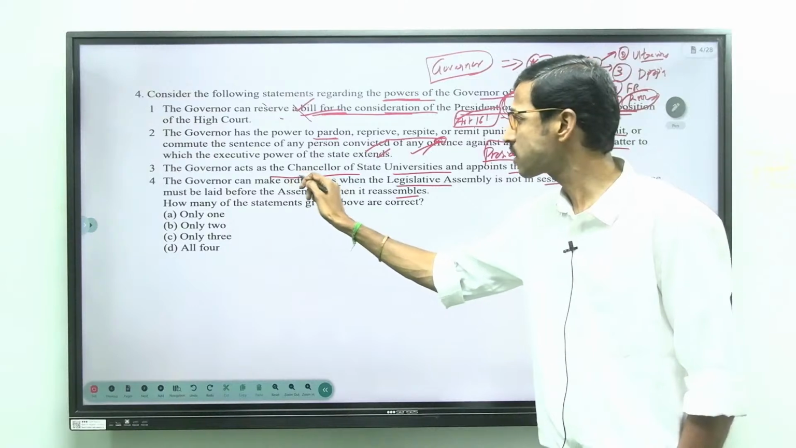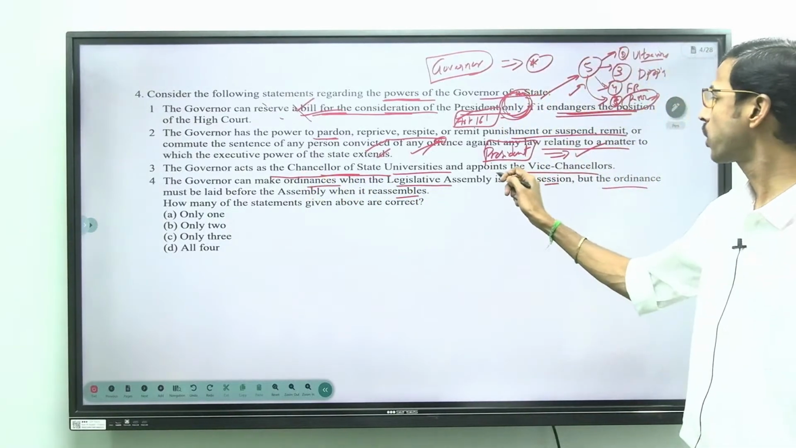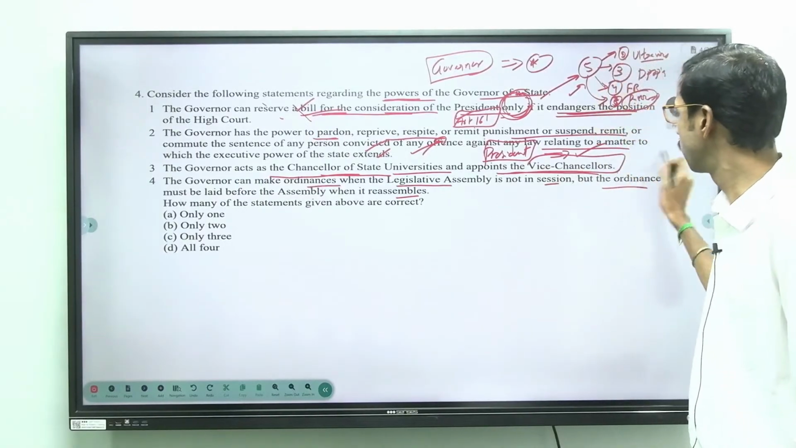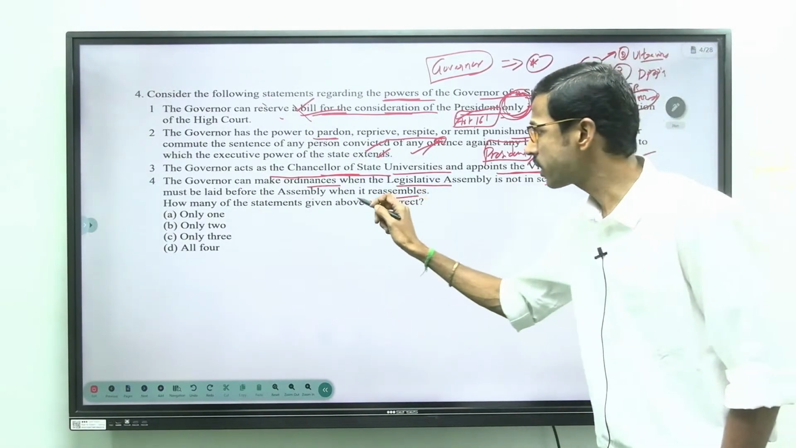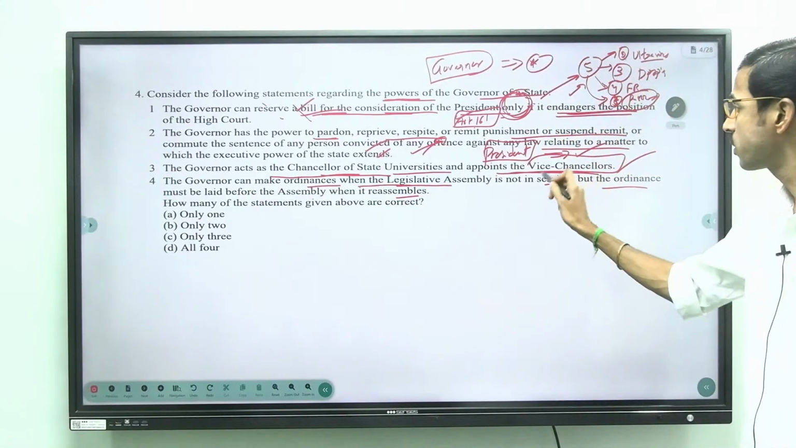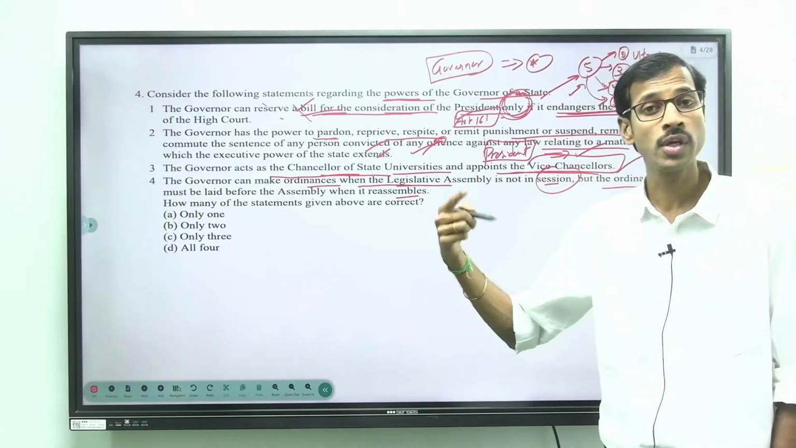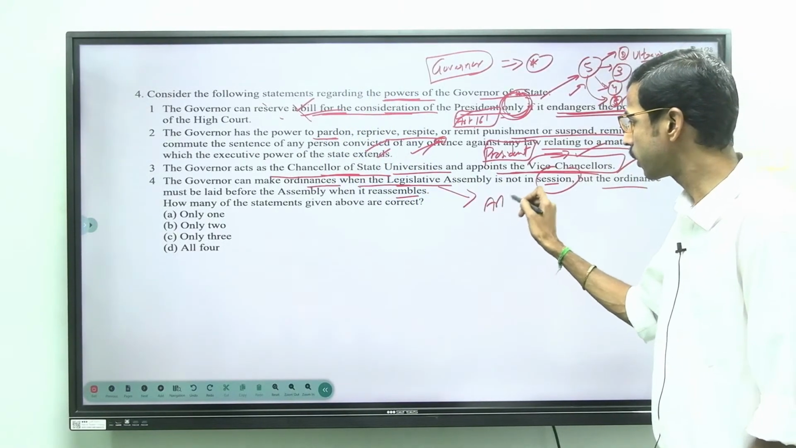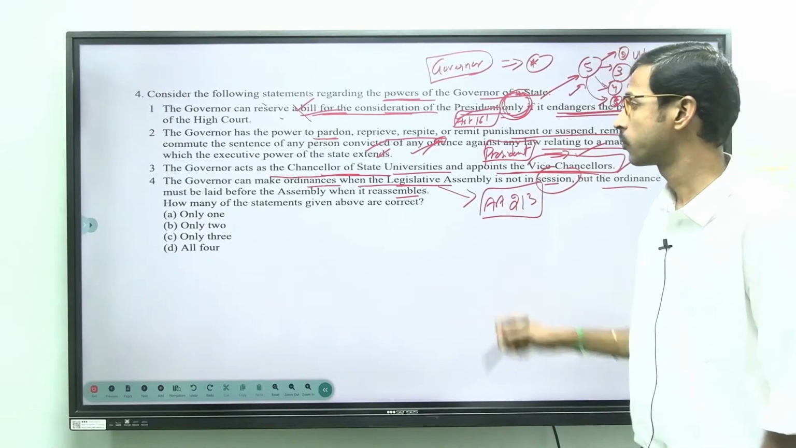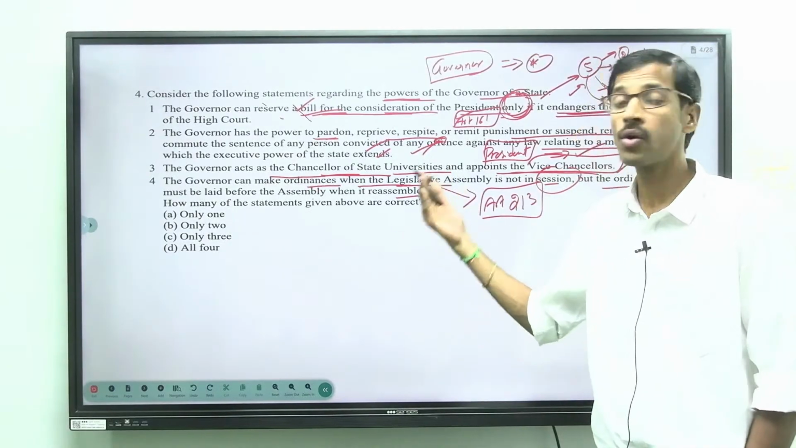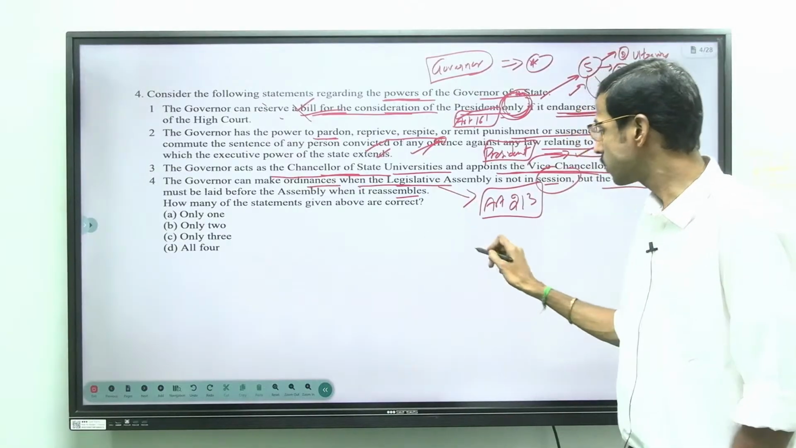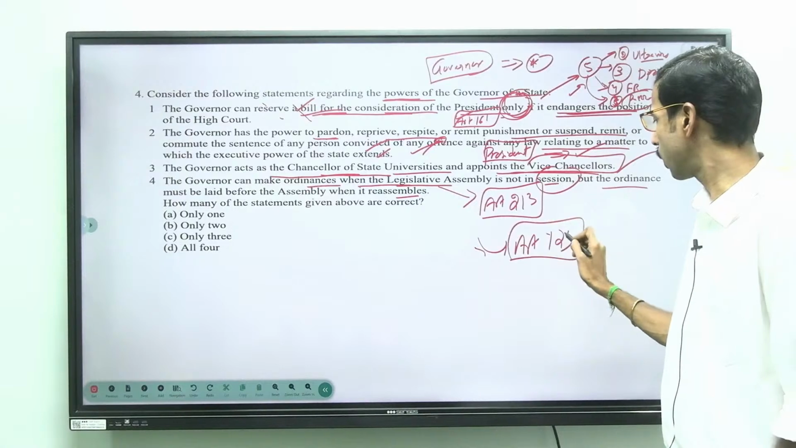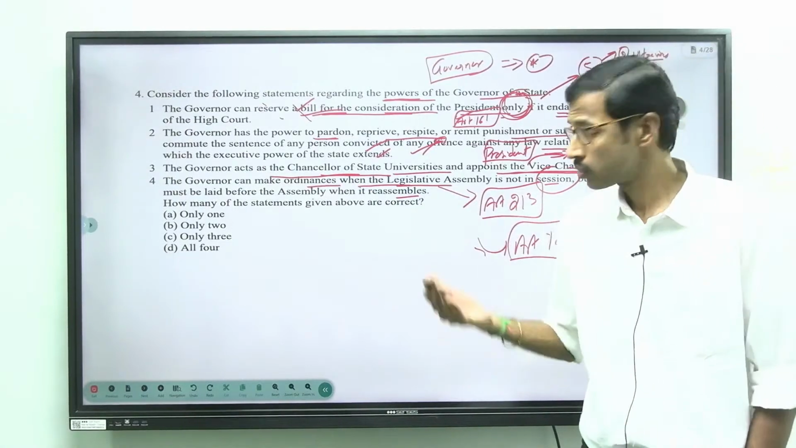The governor acts as the chancellor of state universities and appoints the vice chancellor. This is also a correct statement. The governor can make ordinances when the legislative assembly is not in session, but the ordinance must be laid before the assembly, same as the president. This is completely according to Article 213. From Article 213, the governor can make ordinances. Likewise, according to Article 123, the president can make ordinances. So this is the difference.